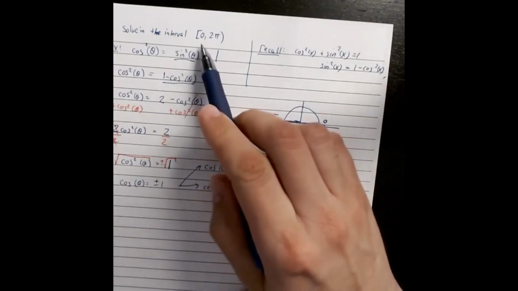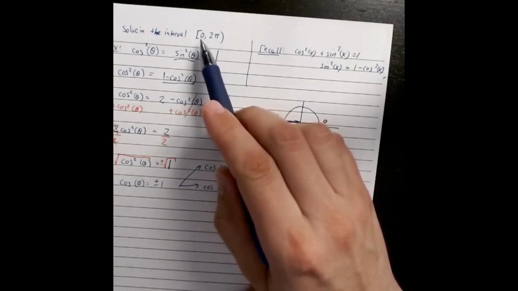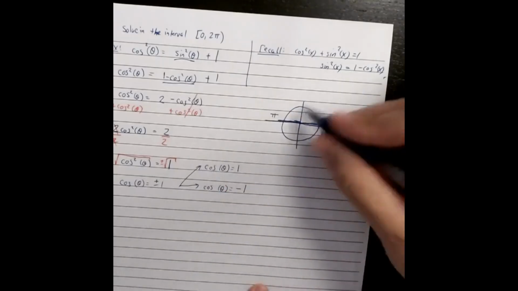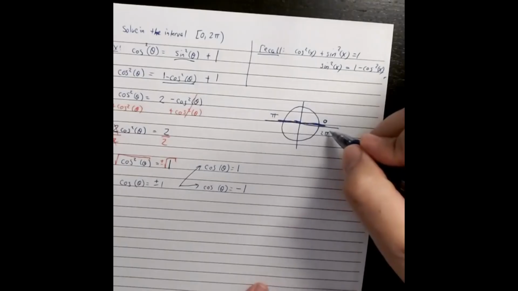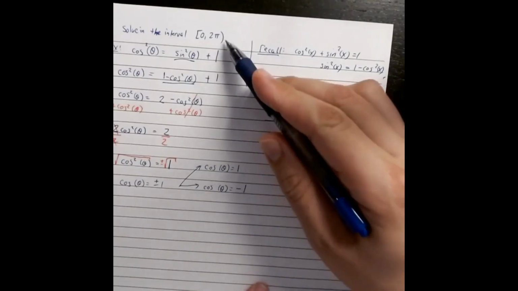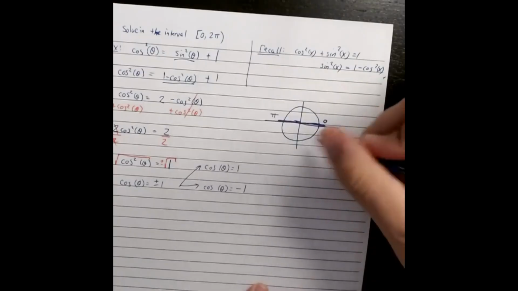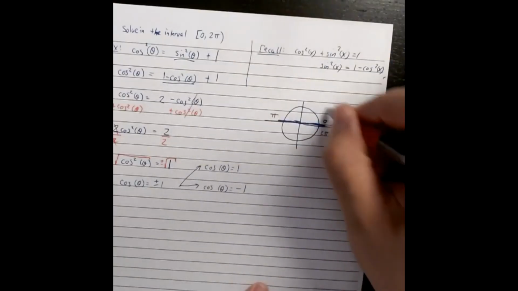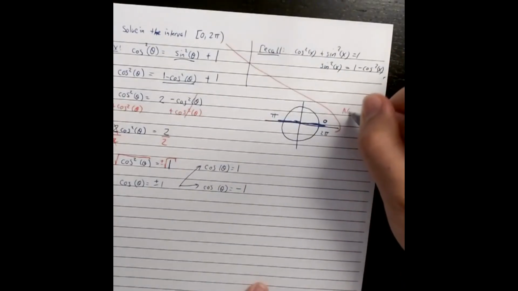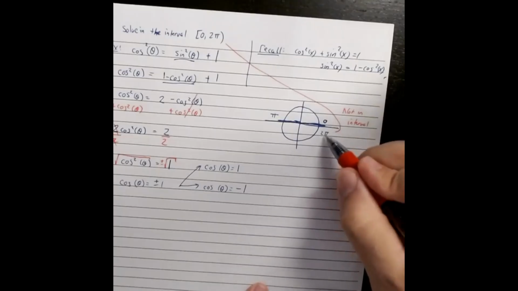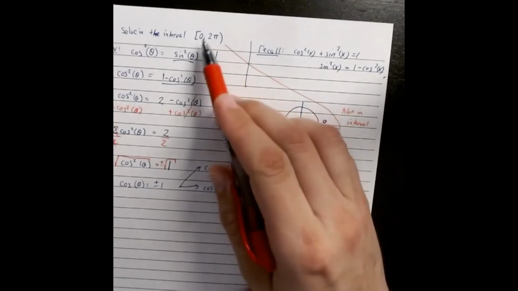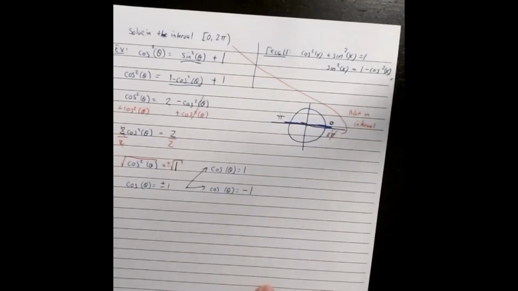Oh, but notice, I only want the answers between 0 and 2 pi. I'm okay with 0, but I'm not trying to include 2 pi. Okay, so on the unit circle, I found 3 answers. Oh yeah, but this one is outside of the region that I want. It's outside of the interval that I'm looking at. So here, this is not in here. So even though it is a solution, it's not one that I'm going to accept. I'm only accepting the ones between 0 and 2 pi. It's okay if it's 0, but not 2 pi.